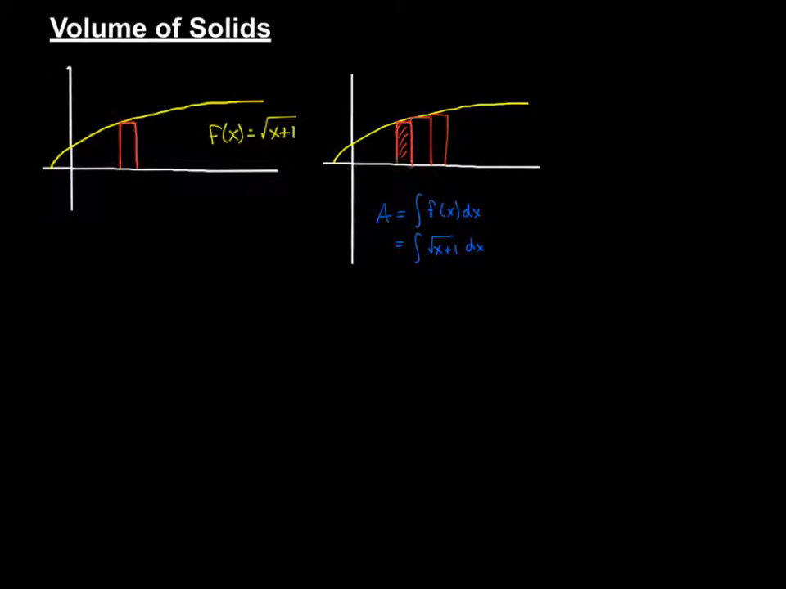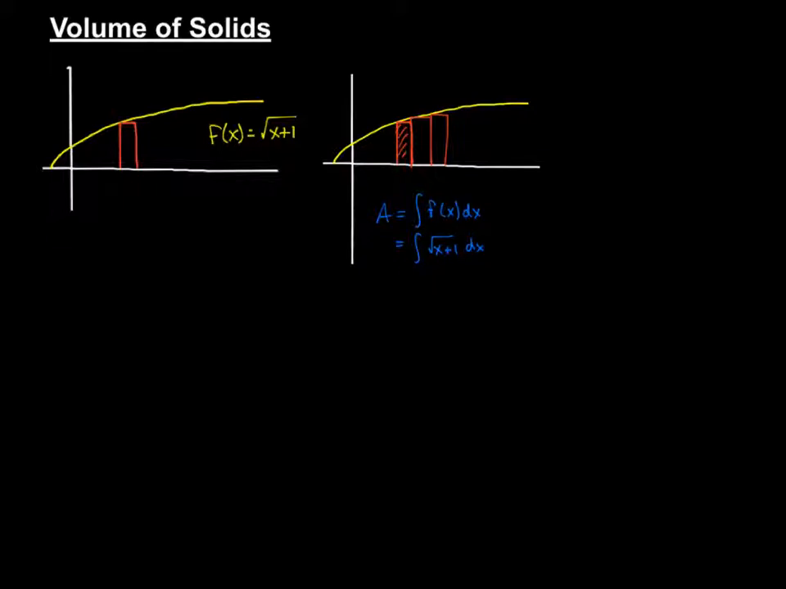The length of each rectangle is going to be the same. That's going to be our dx. And the height of each rectangle is going to change. So the distance from the x-axis to this equation, that's going to be our y value, which in this case is just f of x. So our area under a curve is the summation of the area of each rectangle, so f of x times dx. In this instance, it's square root of x plus 1.